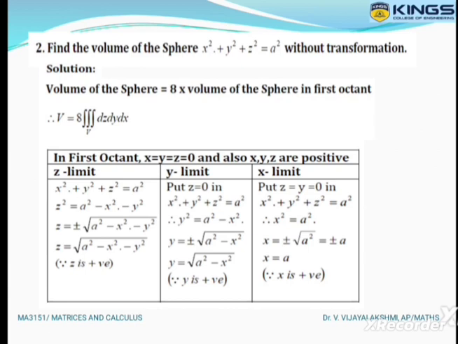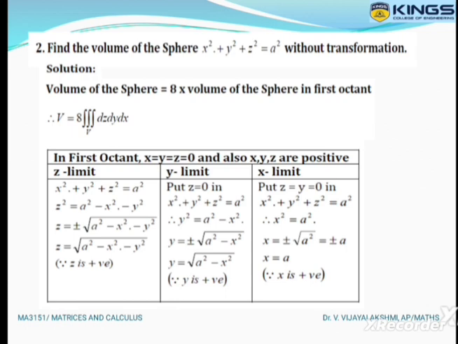Next, we want to get the limits for z, y and x. Now, here the surface lies in the first octant. In the first octant, the x, y and z values are 0 and also positive. For the z limit, solving the equation x square plus y square plus z square equal to a square, we get z equal to plus or minus root of a square minus x square minus y square. Therefore z equal to root of a square minus x square minus y square, because the value of z is positive in the first octant.